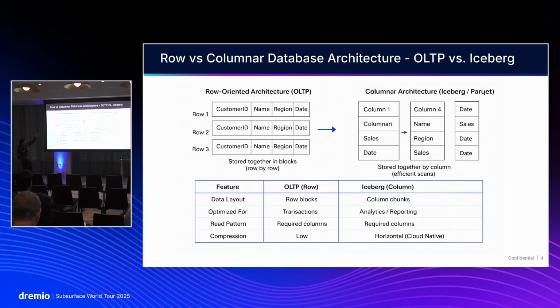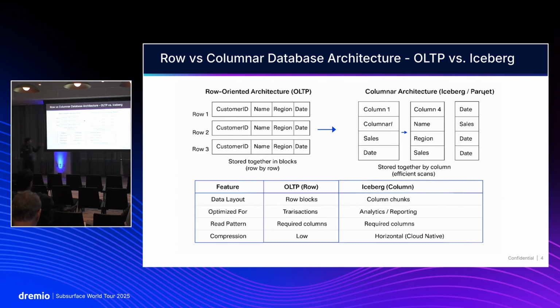But in the case of a columnar architecture, which was Parquet, Avro, and ORC to start with, and then you come into Iceberg, it is stored in columnar format. So the scan is super efficient, right? That's a basic understanding I wanted to give. And obviously the data layout, right? In OLTP databases, it is row blocks, versus in Iceberg, it is column chunks.